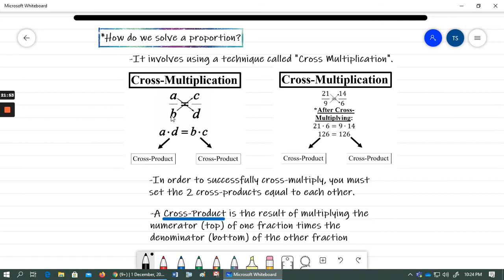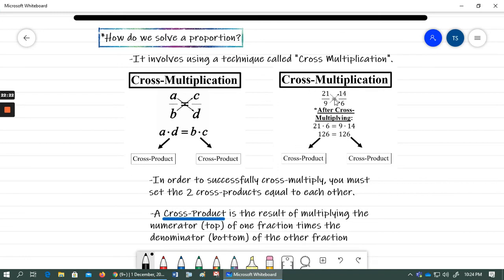The other cross product here is B times C, the top of this fraction and the bottom of the other fraction, right? Okay, so once you do your cross multiplying, in order for you to have done it the right way, you have to set those two cross products equal to each other.